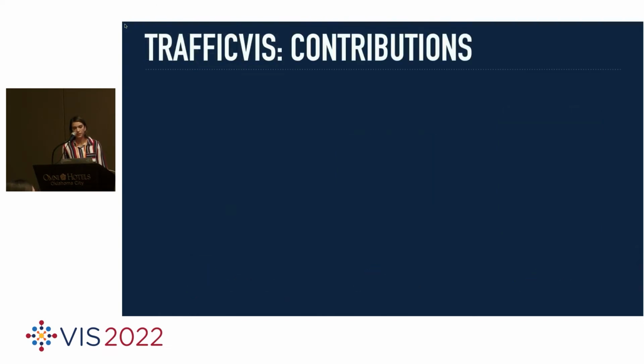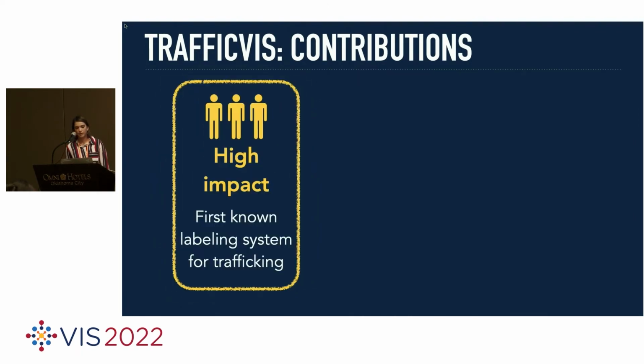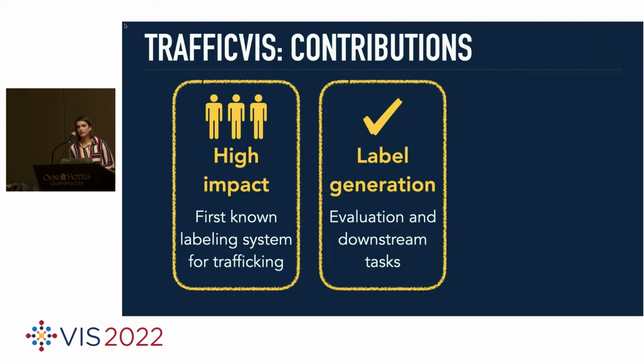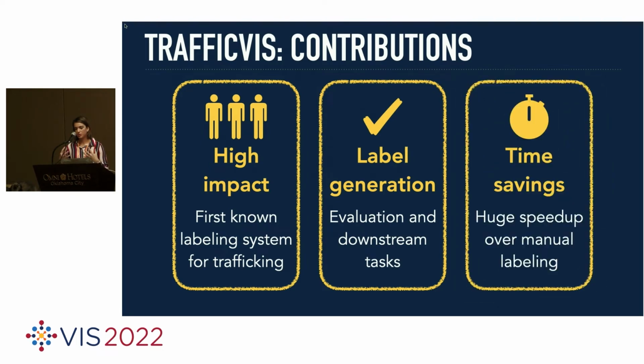So to finalize, we have 3 main contributions of Traffic Viz. The first is that this is high impact. This is the first known labeling system for trafficking. The second is that it enables label generation, which allows us to use these labels for evaluation and other downstream tasks. And finally, this provides a huge time savings over manual labeling to the point where we're actually able to solicit these labels from experts.